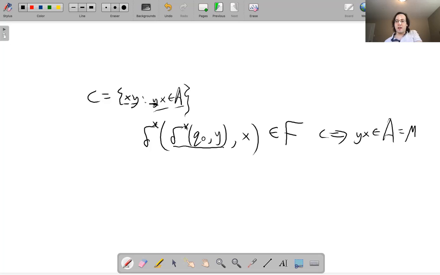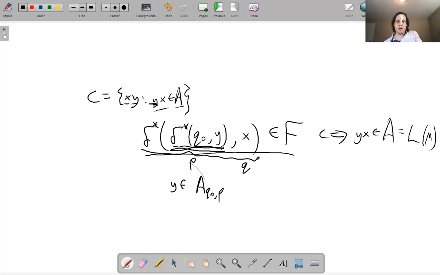So YX is in L of M. This condition here is equivalent to saying YX is in L of M. If we call this state P, then we're saying that Y is going to be a string in A Q0P for some P, and let's call this other state Q. So Q is in F. Then X is going to be in A PQ, and Q is going to be in F.